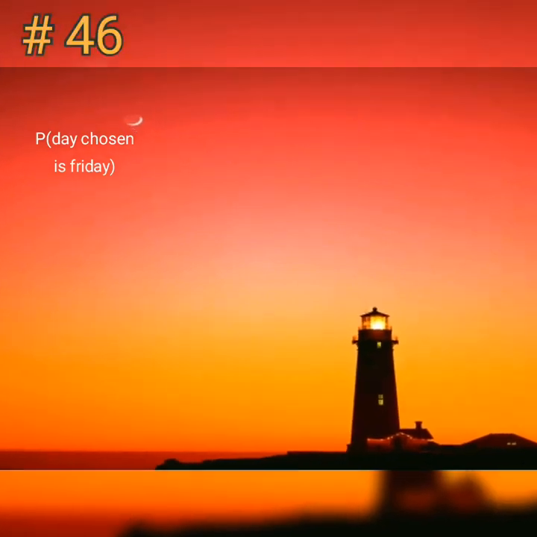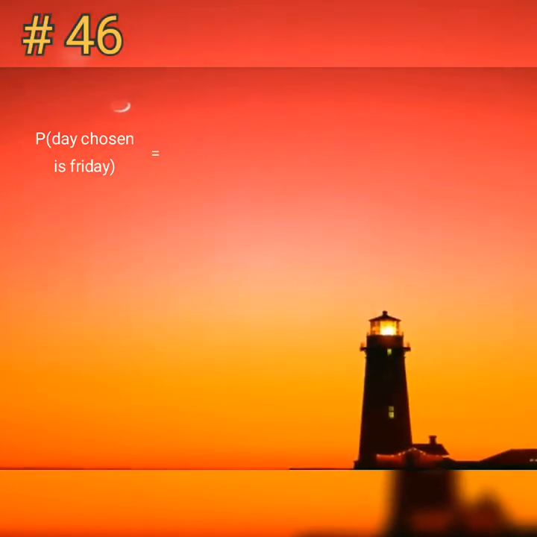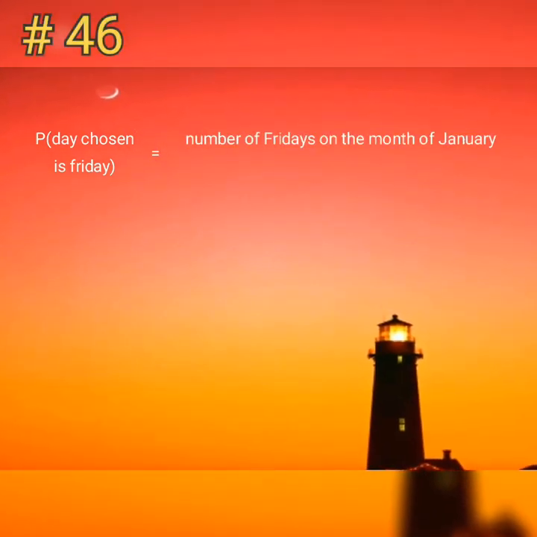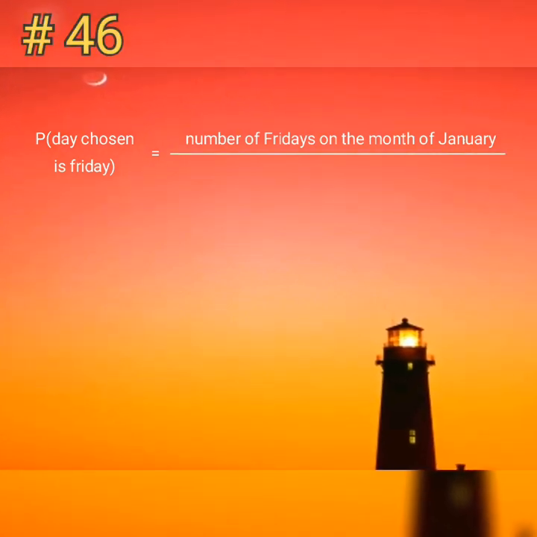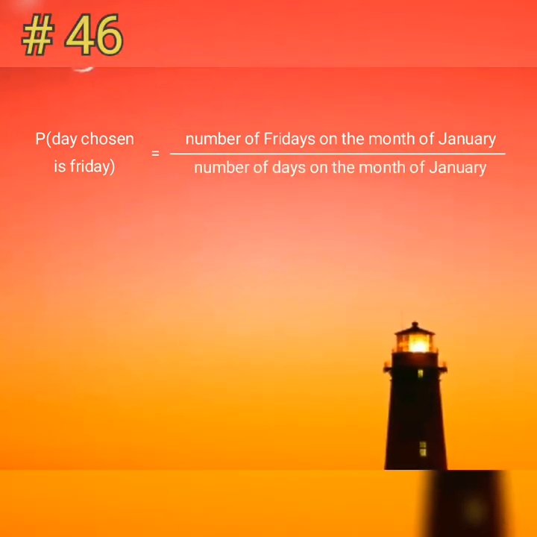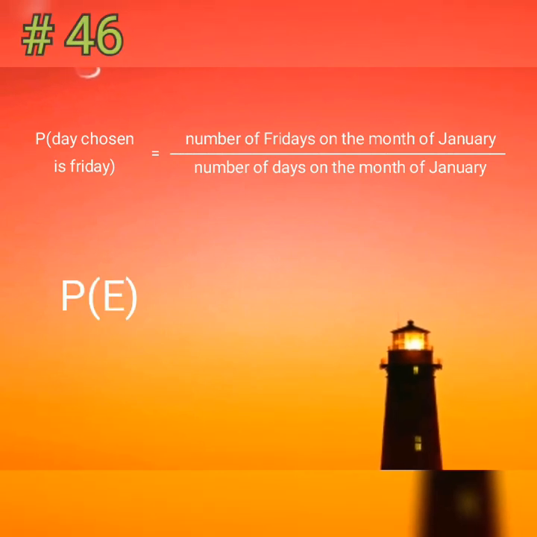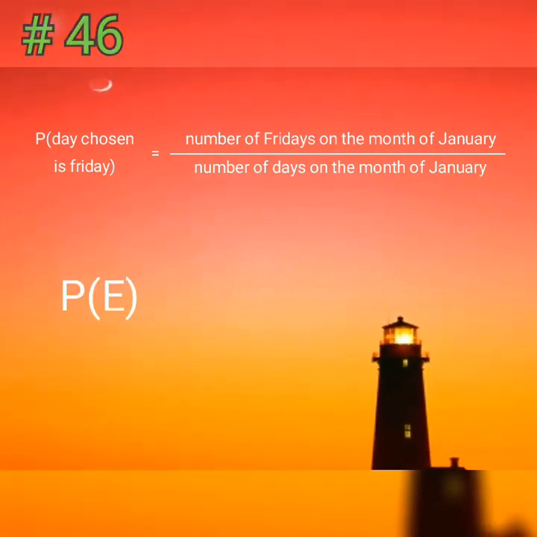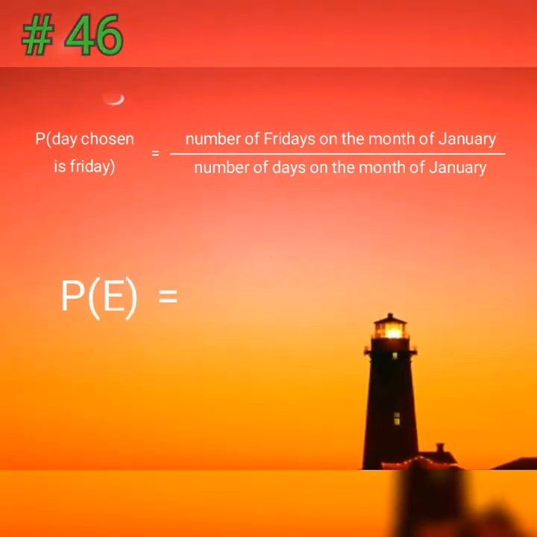The probability that the day chosen is Friday is equal to the number of Fridays on the month of January, all over the number of days on the month of January. The probability that the day chosen is Friday is equal to 4 over 31.